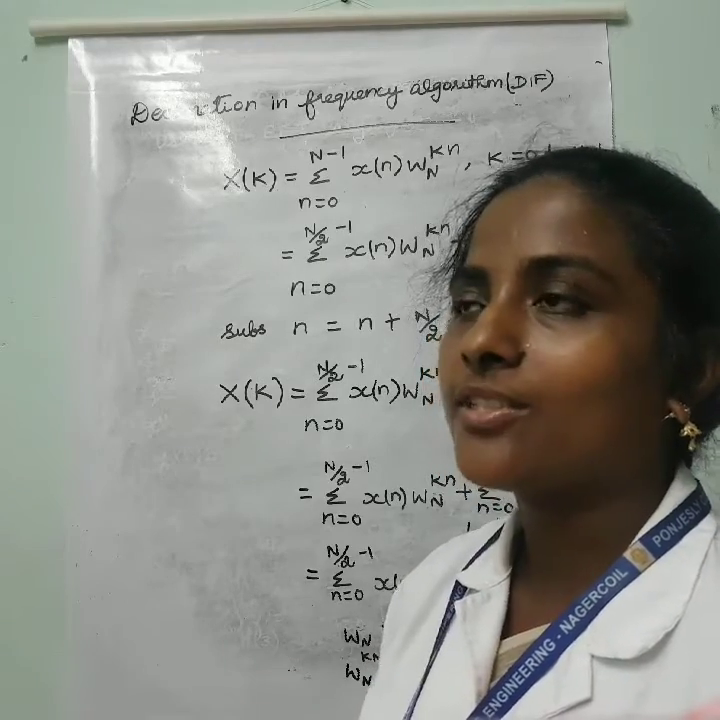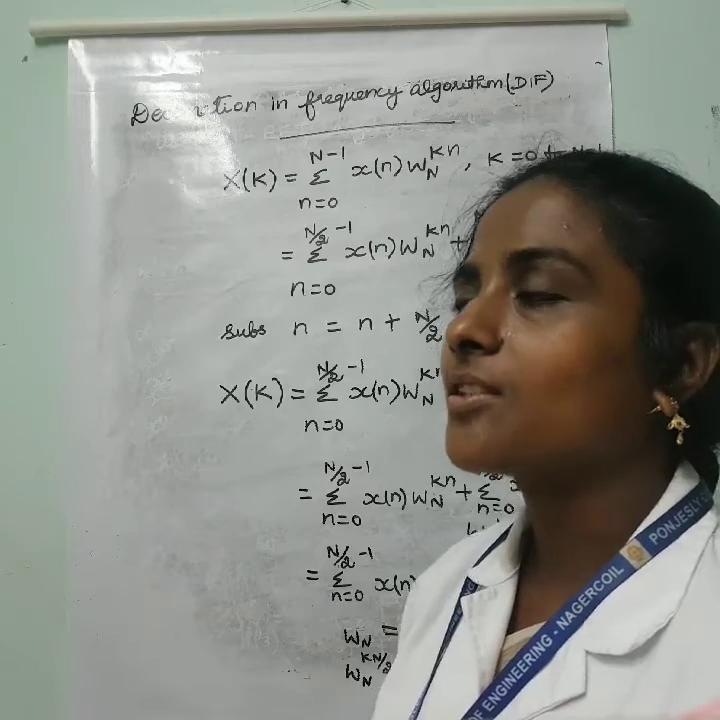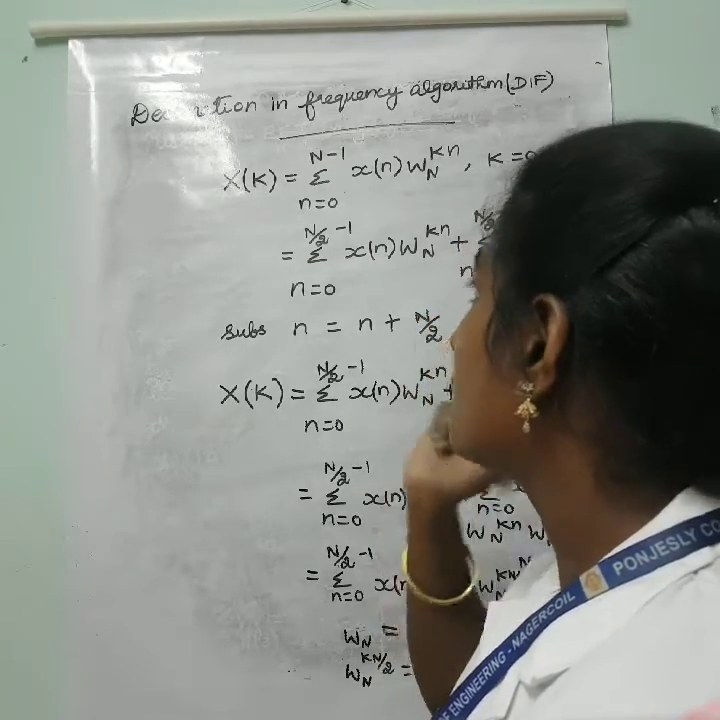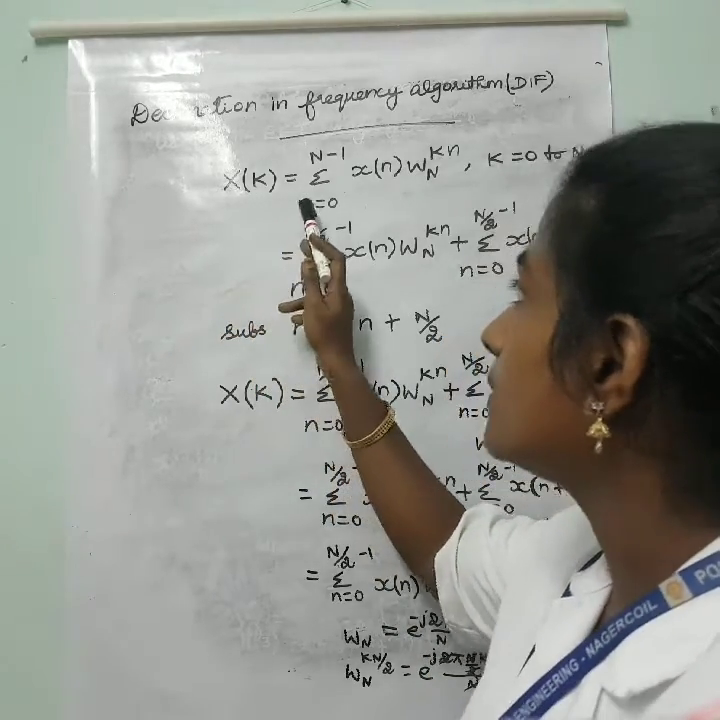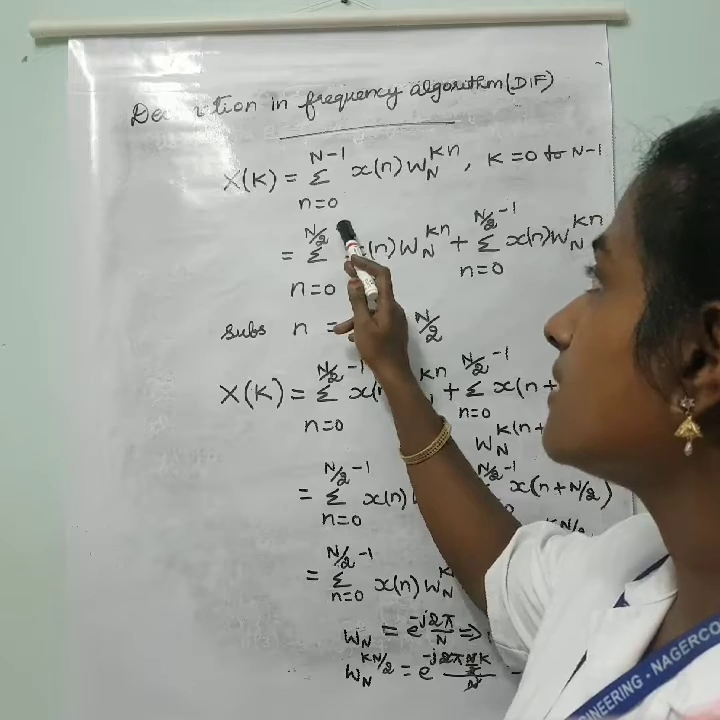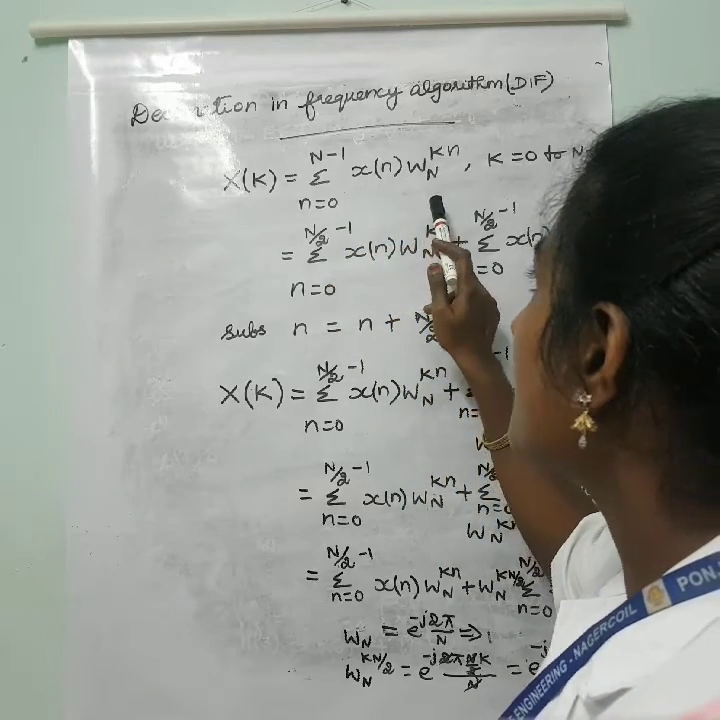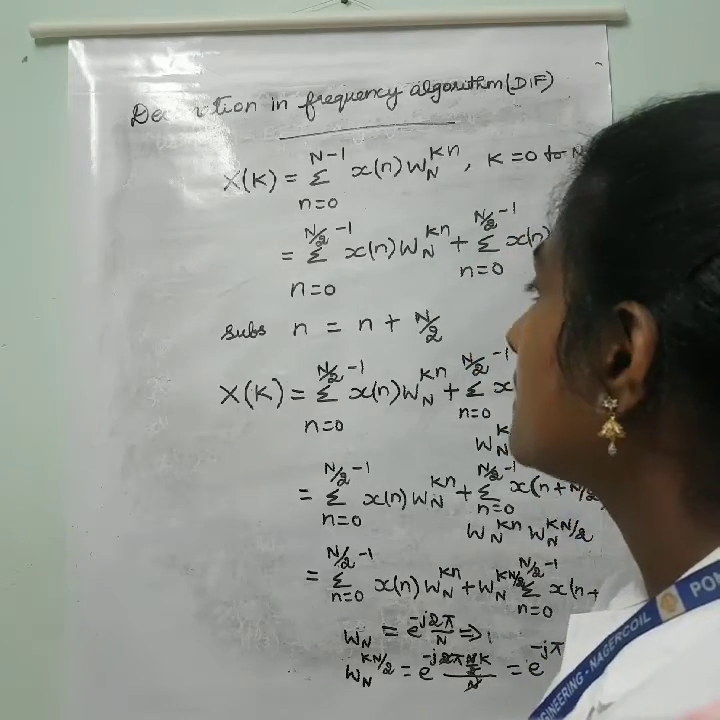Today I am going to teach about the decimation in frequency algorithm, which is shortly spelled as DIF algorithm. First of all, we know the general DFT formula, that is X of k is equal to summation n is equal to 0 to N minus 1 of x of n into W_N power kn, where k is equal to 0 to N minus 1.